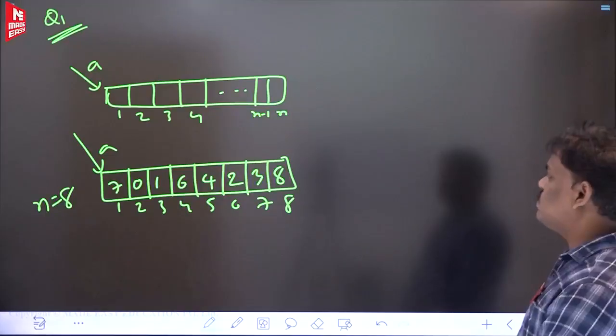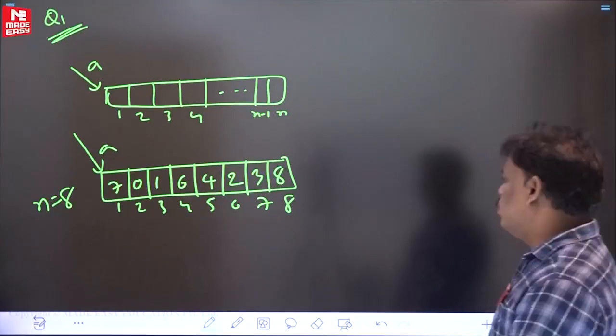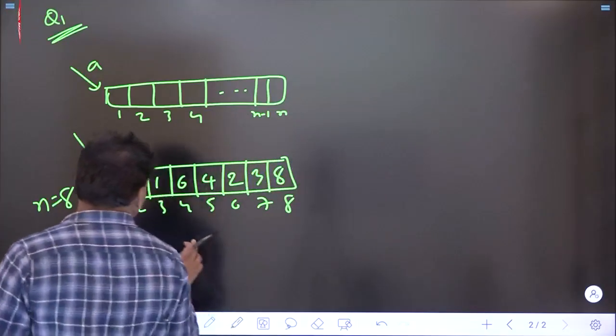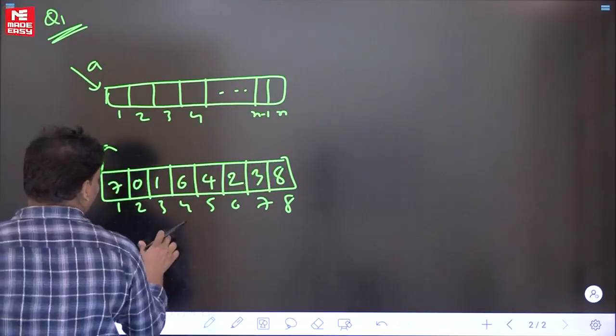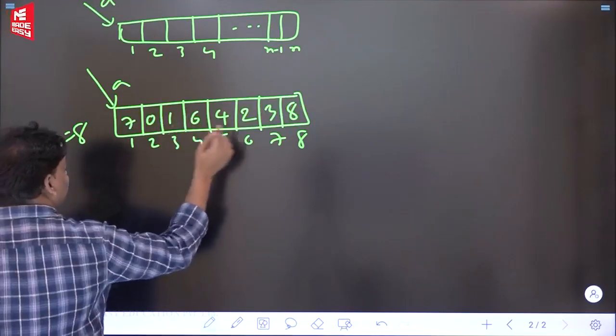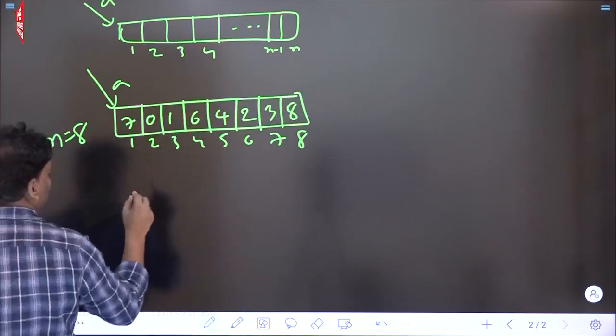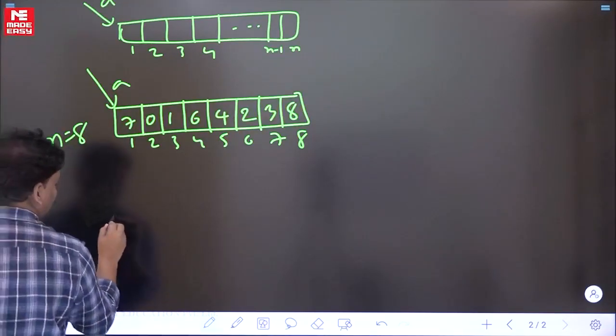There may be many ways. Let's see one by one. Now listen carefully. One answer is going to be this: because you know that the elements are 0 to 8, if you want to find out the missing number, one answer is going to be like this.